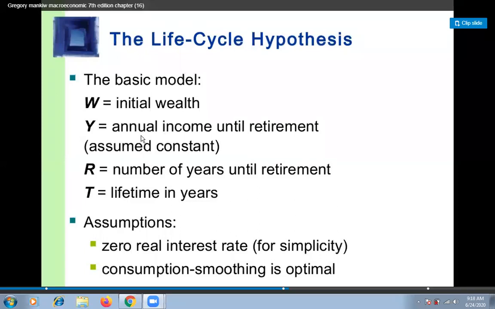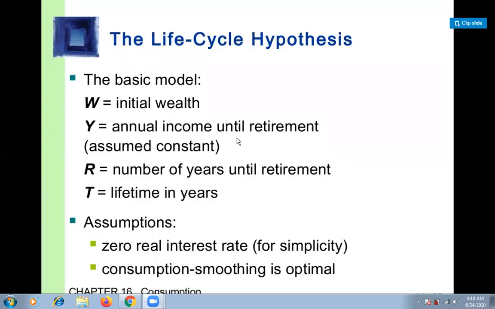Y means annual income until retirement. Consumers start working from 20 years to 65. Over the 35 years, 40 years, he receives an assumed constant level of income each year until the retirement. Like each year the consumer receives 50,000 till the time of retirement.